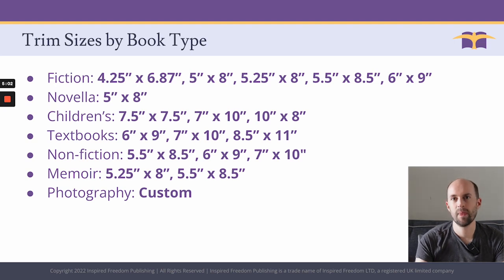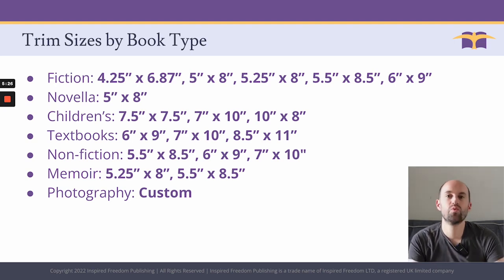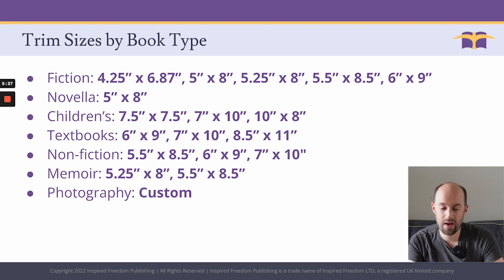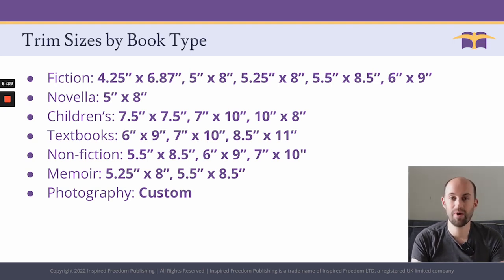Some books tend to choose trim sizes that are a specific size. For example, fiction books range between 4.25 by 6.87 all the way to 6 by 9 inches. So that's common among fiction books. If you're writing a novella, typically they're 5 by 8 inches. For children's books, it ranges between a square 7.5 by 7.5 inches, 7 by 10, or 10 by 8.